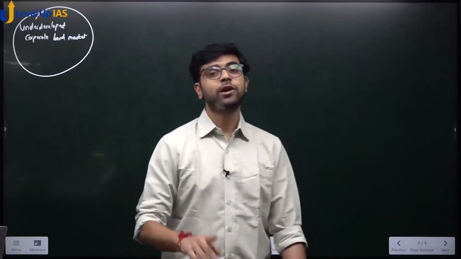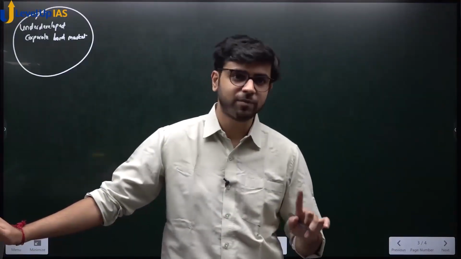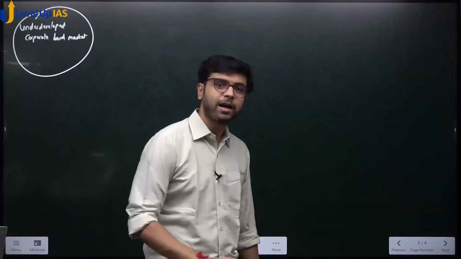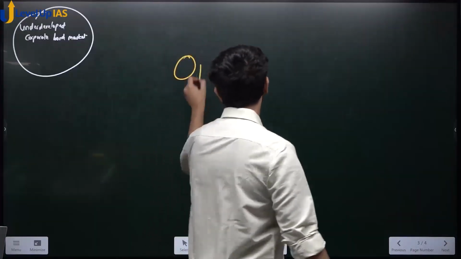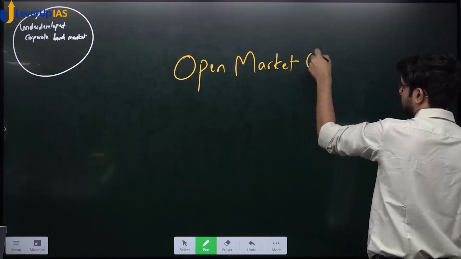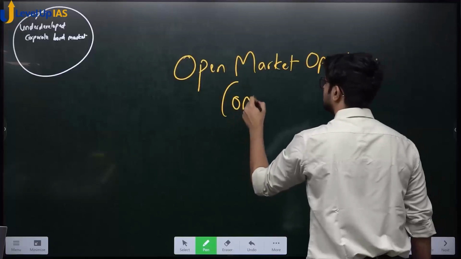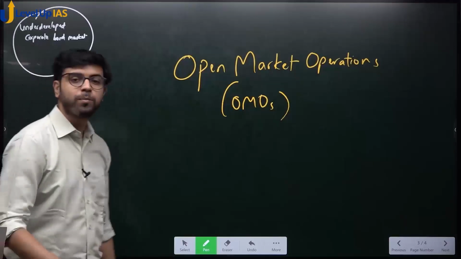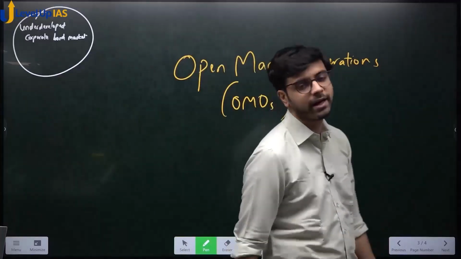I told you in the previous lecture that RBI does not deal with the common public. Yes or no? RBI deals with banks and all. This is the only exception where RBI deals with the common public. Here RBI directly buys securities from you or sells securities to you, and this tool is known as, see the English, open market operations. Do you understand this? What is open market operations? Buying and selling of government securities by RBI from the open market.